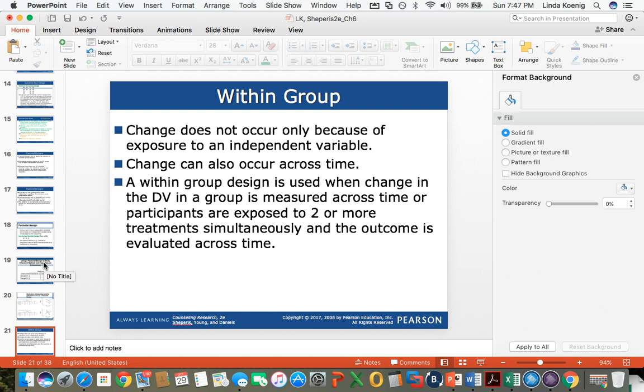All right. So within groups, change does not occur only because of exposure to an independent variable. Change can also occur across time. So if we have one group and we're looking at this independent variable and we're measuring the change over time, we're going to pick up some change just because time has passed. So within group design is used when change in the dependent variable in a group is measured across time, where participants are exposed to 2 or more treatments simultaneously, and the outcome is evaluated across time.